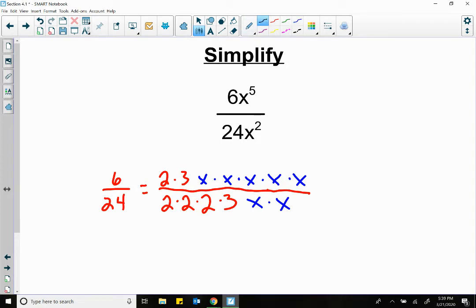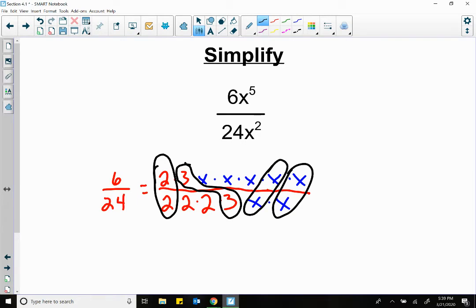All right? So when we look at this, what's in common from the top to the bottom? Well, I've got a pair of 2's right there that are in common. I've got these 3's right here that are in common. I've got this x and this x and this x and this x that are in common. All those things that are in common that I just circled, they're going away. So what is it that I have left on top? I have x times x times x, which is x to the 3rd. And on bottom, I have 2 times 2, which is 4. And that is a simplified answer.